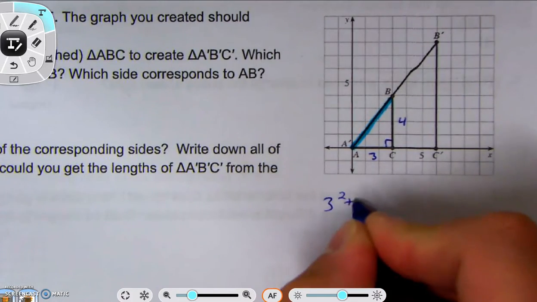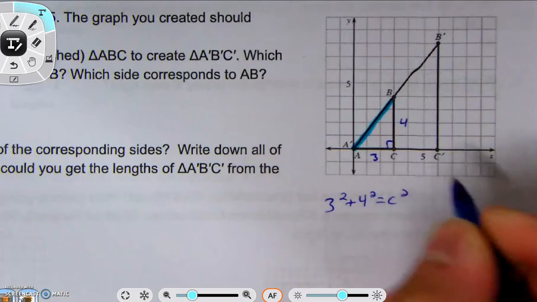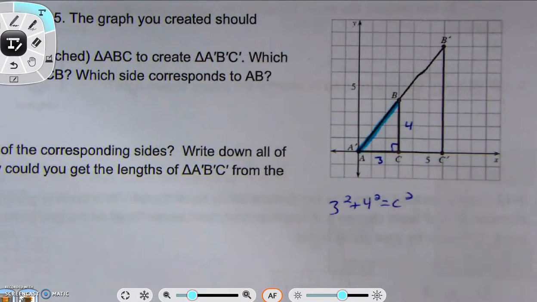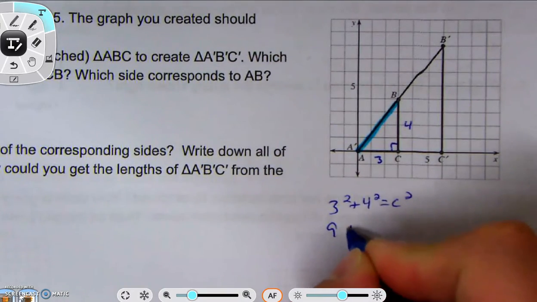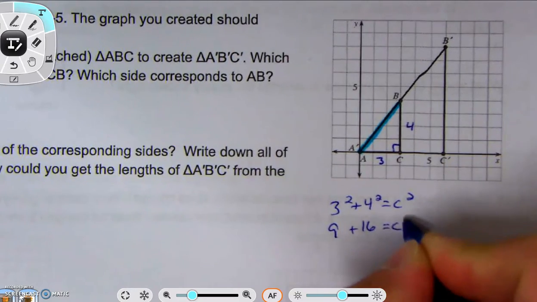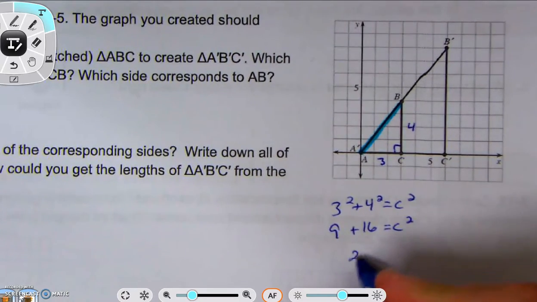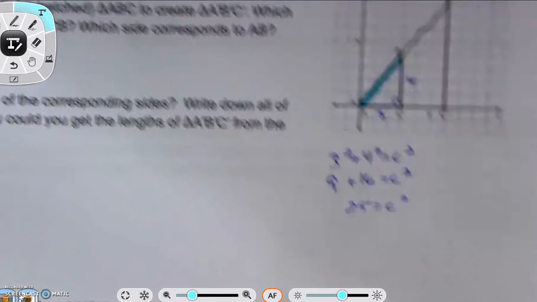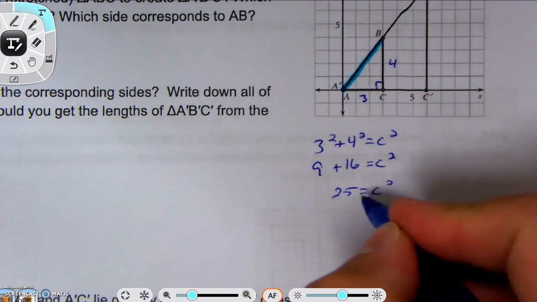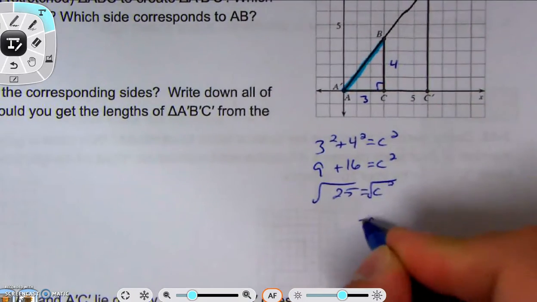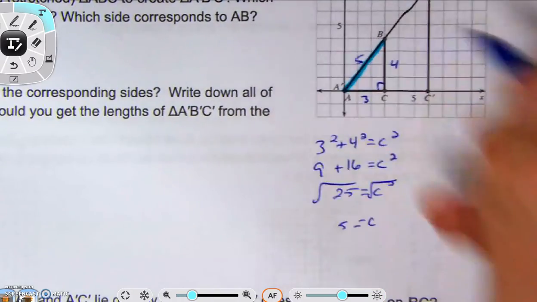So I am able to do the Pythagorean theorem to figure out what AB is going to be. So 3 squared is 9, 4 squared is 16, c squared, and then 25 equals c squared. And I know to go from c squared to just c, we're going to take the square root, so that is going to be 5.